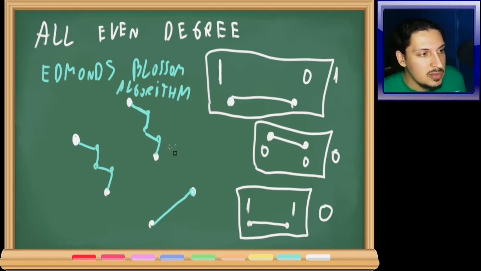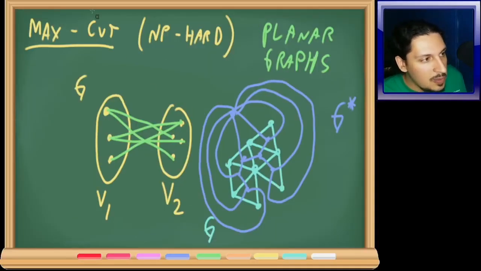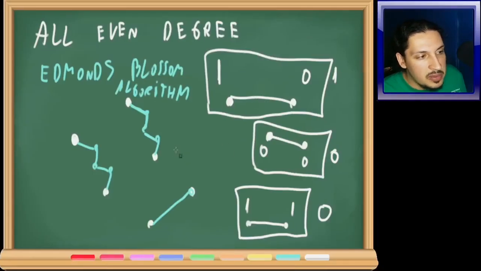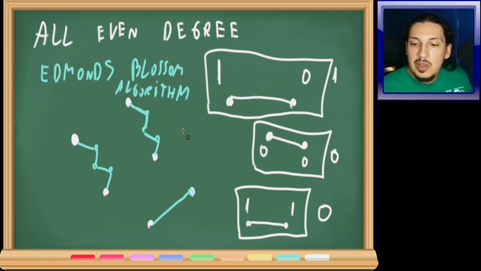But if you have it, then congratulations. You can basically solve this NP-hard problem, max cut, in a planar graph. You create the dual graph. You identify which vertices have odd degree. You compute the distance matrix, and those are your costs for the matching algorithm, and the minimum cost matching will give you the minimum number of edges that you have to remove to make everything work. So the total number of edges minus that will be the maximum cut.